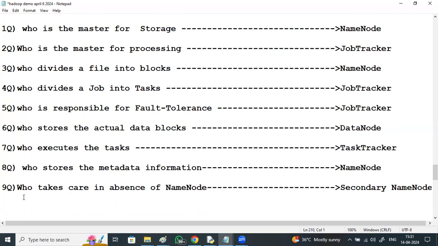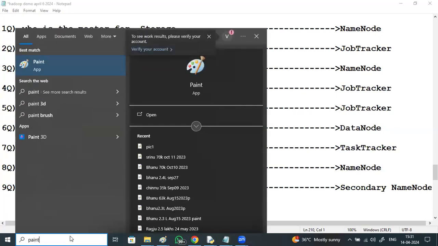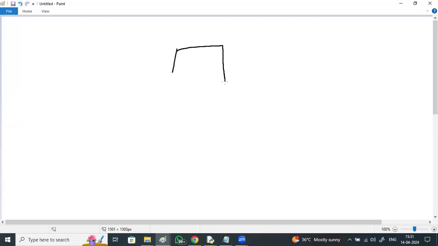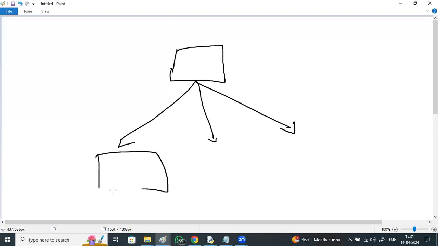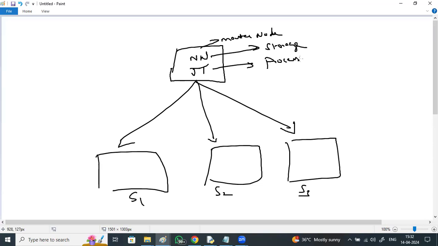Understood, right? So understand clearly here. This is the master node. These are the slave nodes, S1, S2, S3. Within the master node, we see two services: name node as one service, and job tracker. Name node will always take care of storage. Job tracker always takes care of processing.